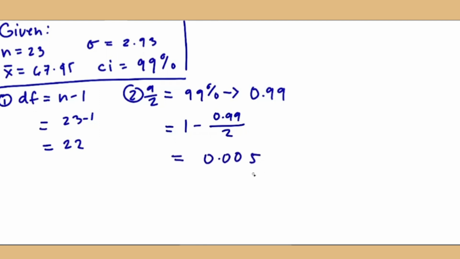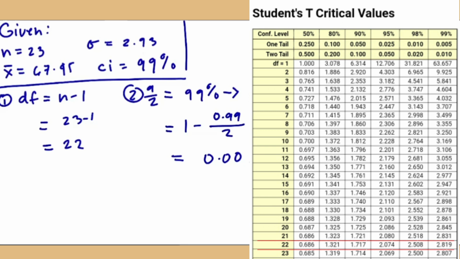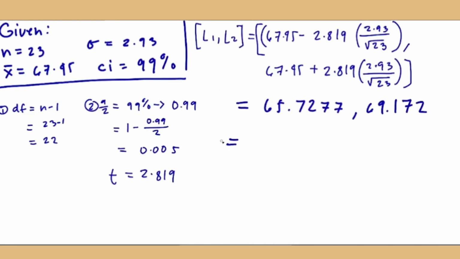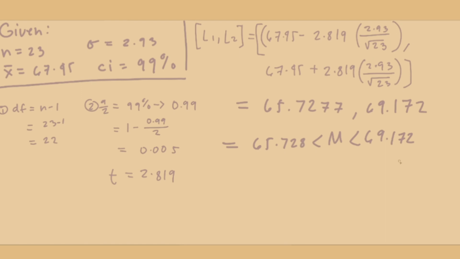0.005. And then we take out the t distribution table to find our t value. Let's align the degrees of freedom of 22 and our alpha over 2 of 0.005. And here we find our t value of 2.819. Rounded off, we will get 65.728 as our lowest confidence interval and 69.172 as our highest confidence interval. And then, let's move on to more examples.